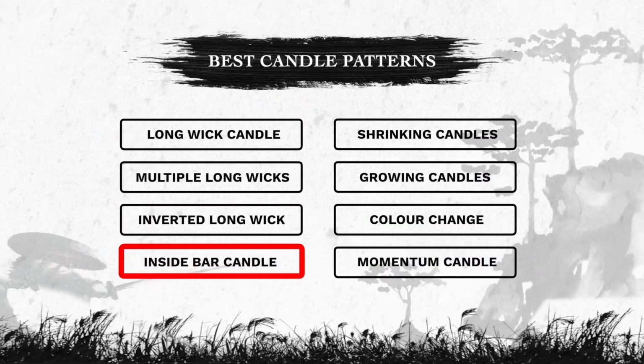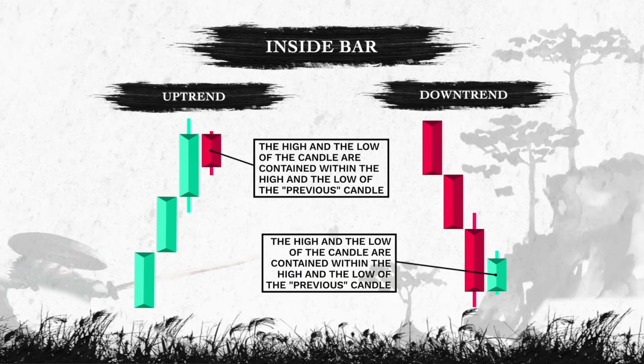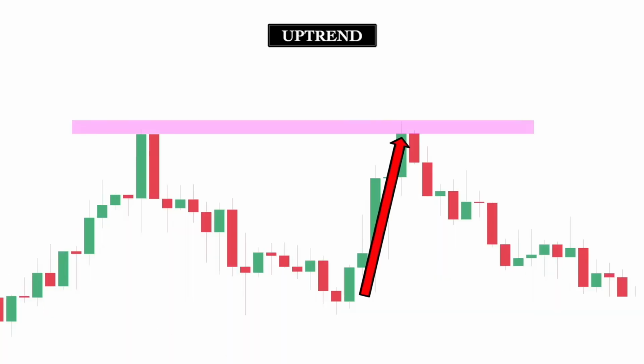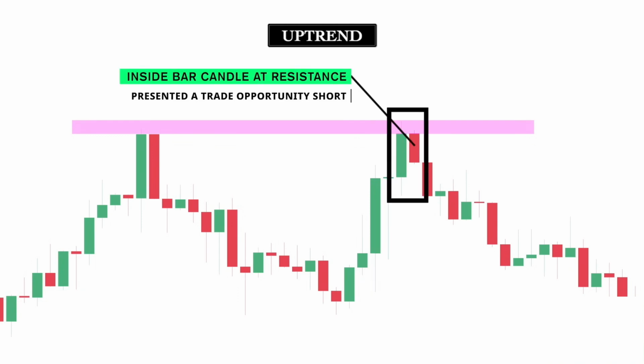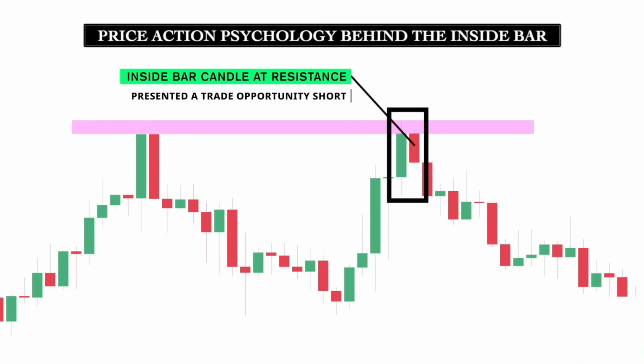Next, the inside bar candle. This is where the high and low of the candle are inside the range of the previous candle. In an uptrend, price came to resistance. An inside bar formed, presenting a short opportunity. The psychology?